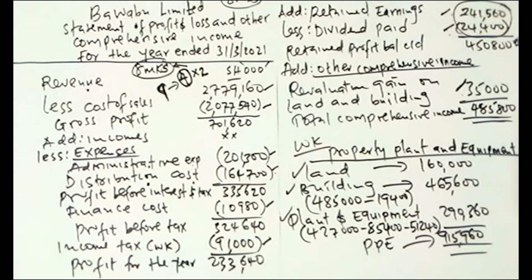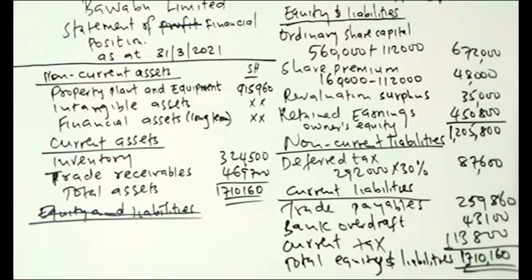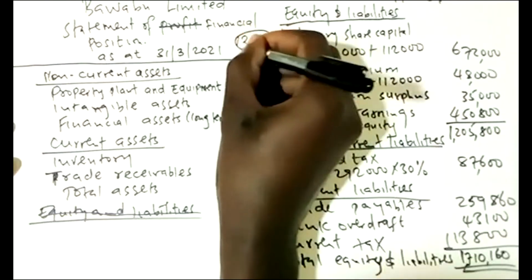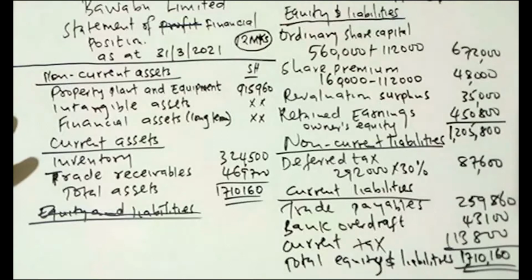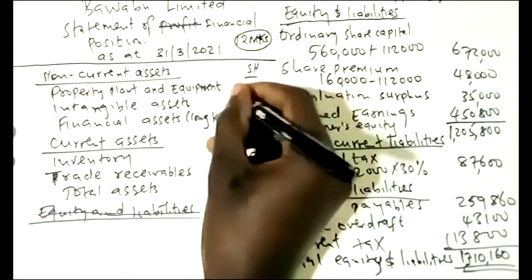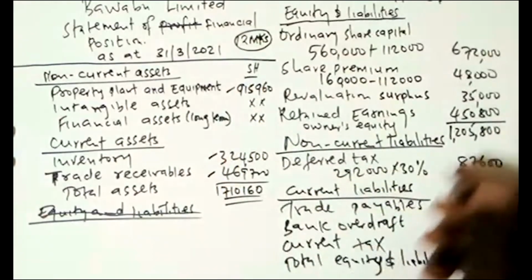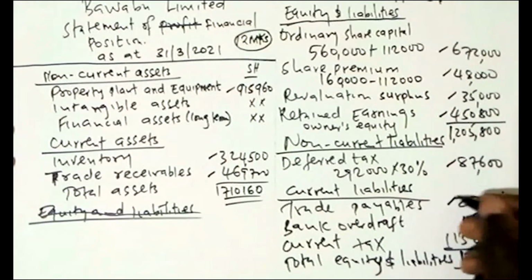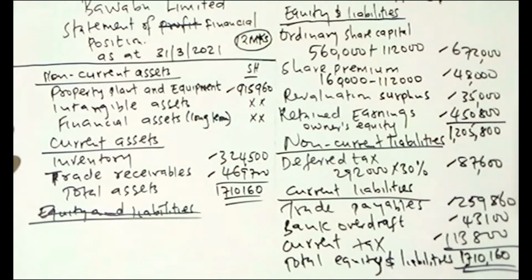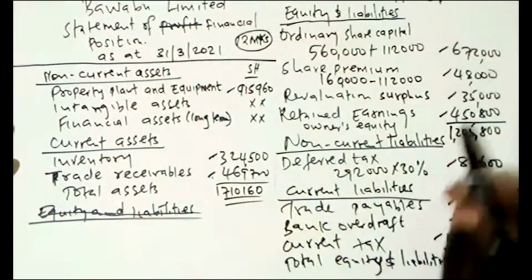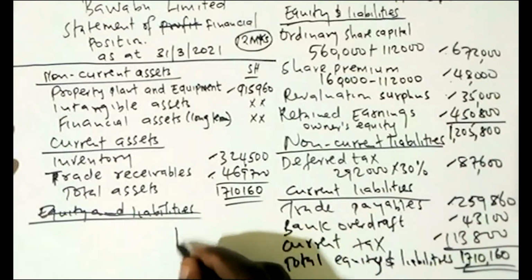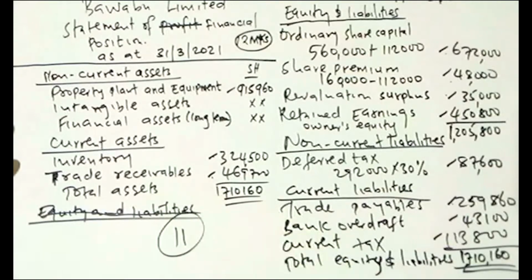Let us check on how they marked the statement of financial position. Under the statement of financial position, this was having 12 marks. How would you get the 12 marks? Let us check the ticks they were giving. 1, 2, 3, 4, 5, 6, 7, 8, 9, 10, 11. So we have 11 entries you could have made.